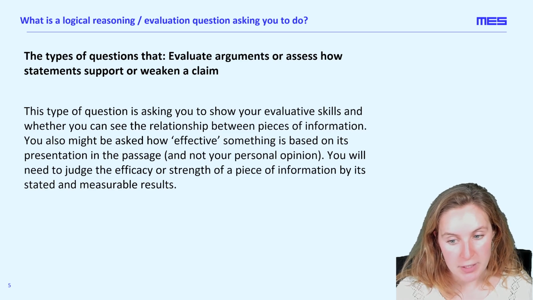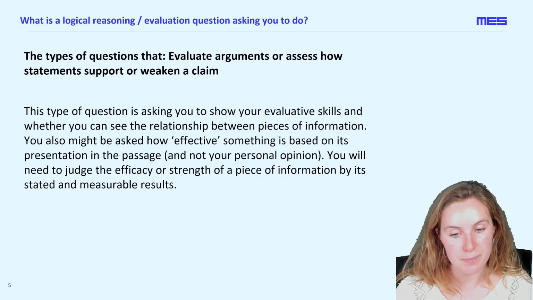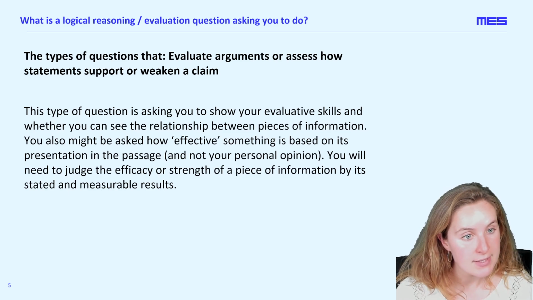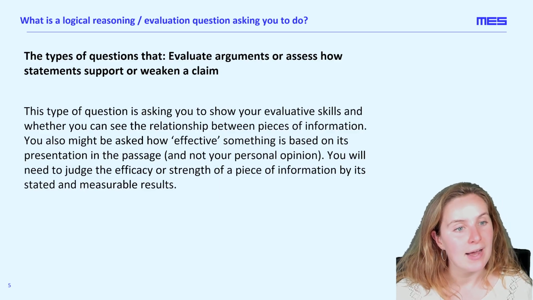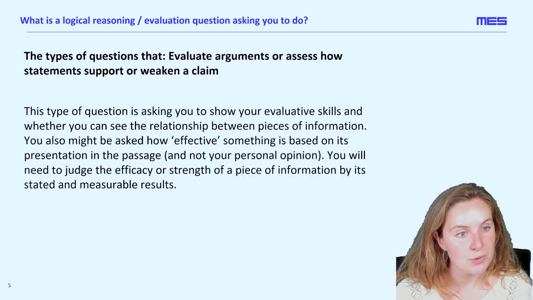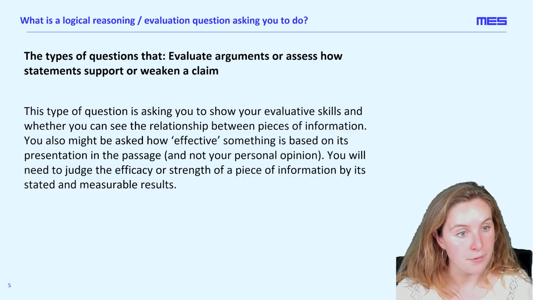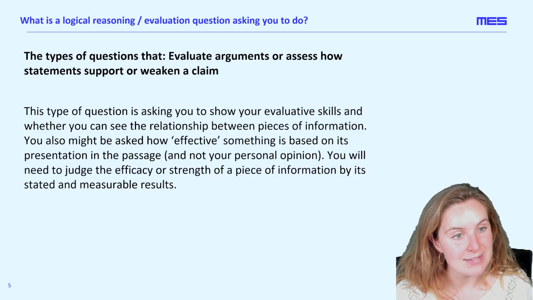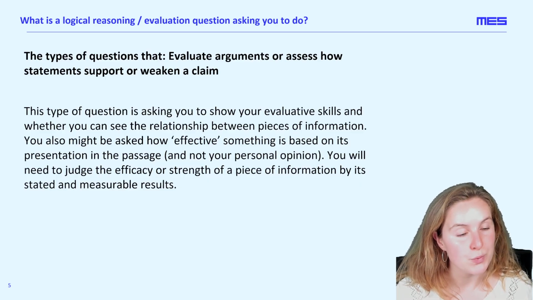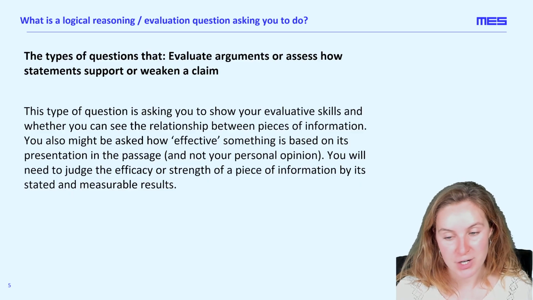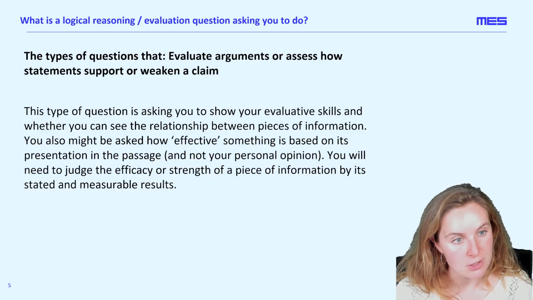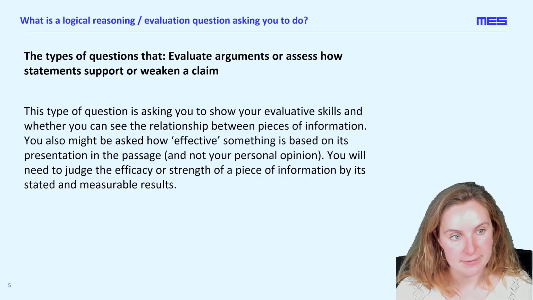You might also be asked how effective something is based on the presentation in the passage. This does not require your personal opinion. In fact, sometimes the examiners choose topics that you may have a really strong personal opinion on, or a lot of outside knowledge about, but that is somewhat part of the pitfall, because they want you to only rely on the information in the passage and not make any personal judgments. It's important to keep your own opinions out of your decision making here.